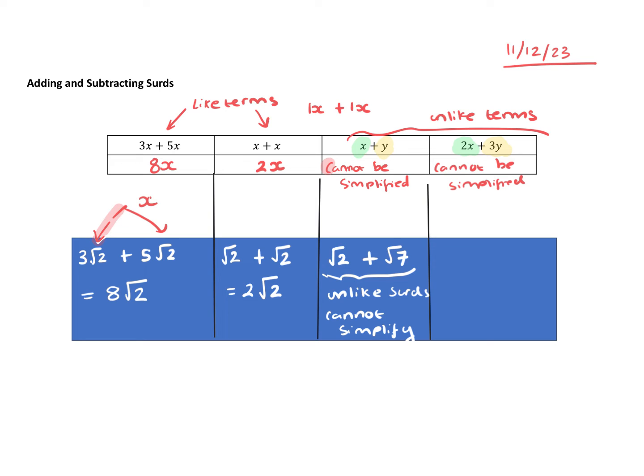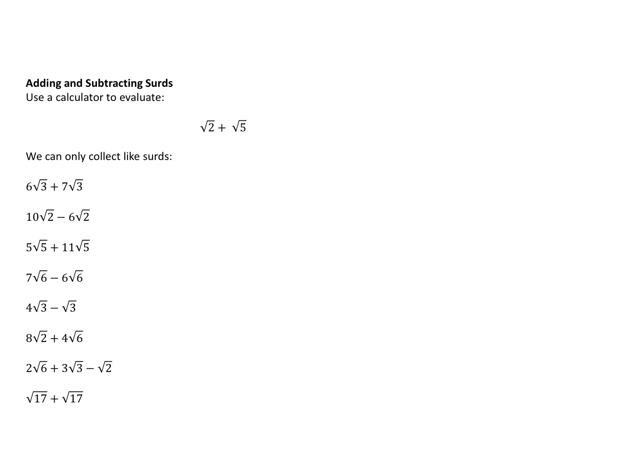And the same with the last example. If we have 2 root 2, so root 2 takes the place of x, plus 3 root 7, where root 7 is taking the place of y here, again, these are unlike surds. They cannot be simplified. So you cannot add these surds together because they're not the same type of surd. You'd need to add together root 2s separately, or root 7s, but you cannot add together a root 2 and a root 7. Make sure you've noted all of this down.